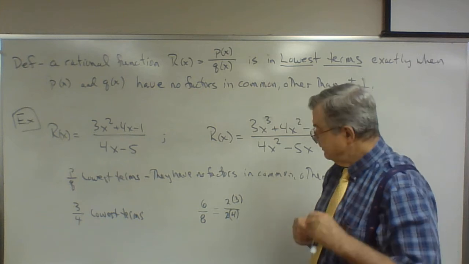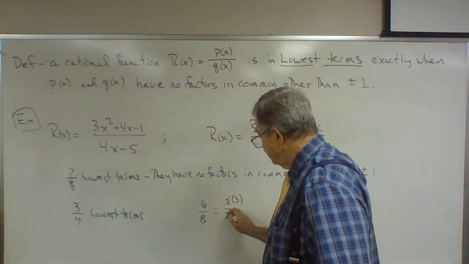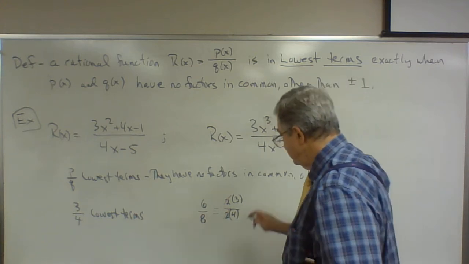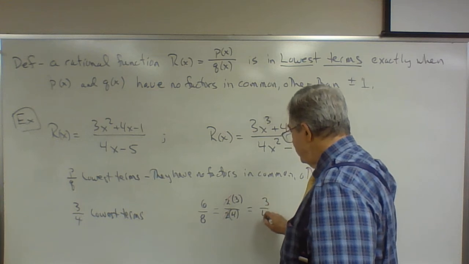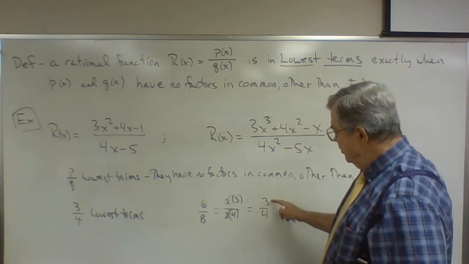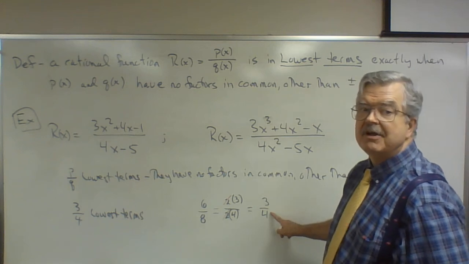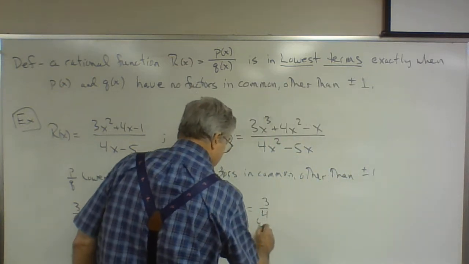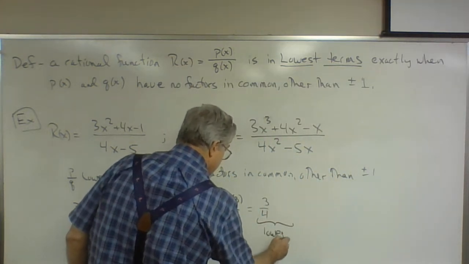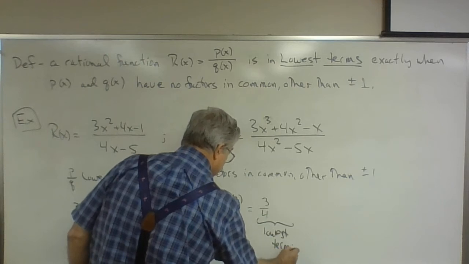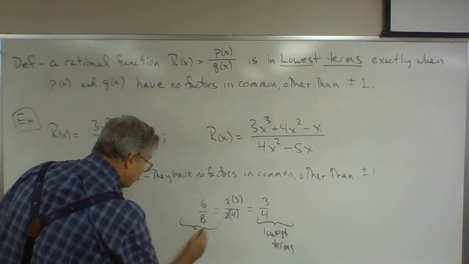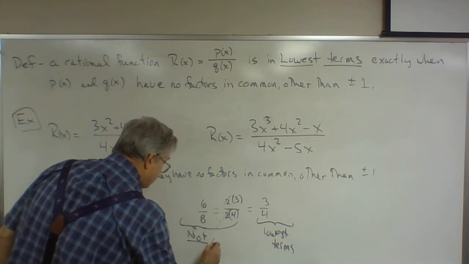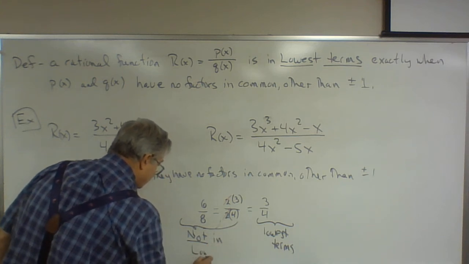So what do we do? We cancel out the common factor. And now we have a fraction in which the numerator and the denominator have no factors in common other than plus or minus 1. So this is now in lowest terms, but the original was not in lowest terms.